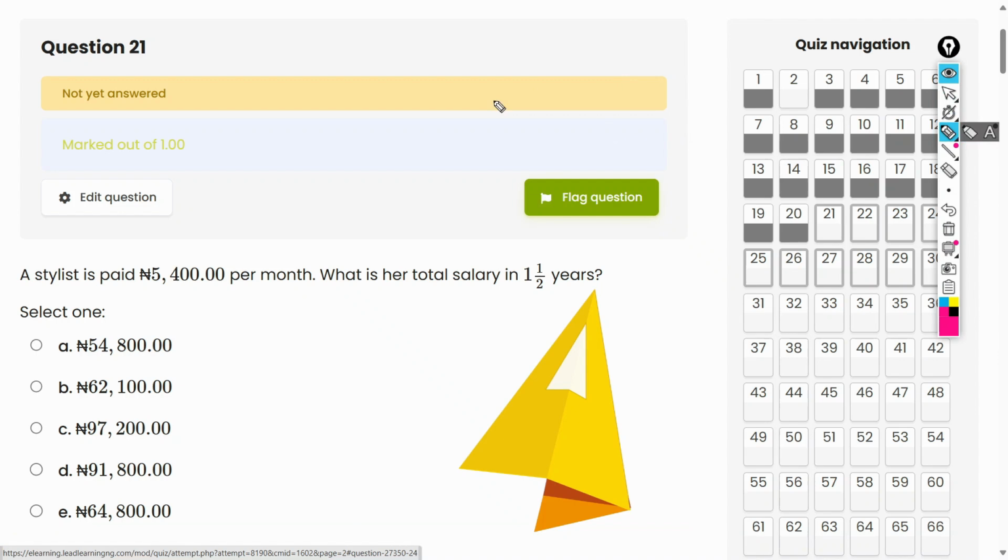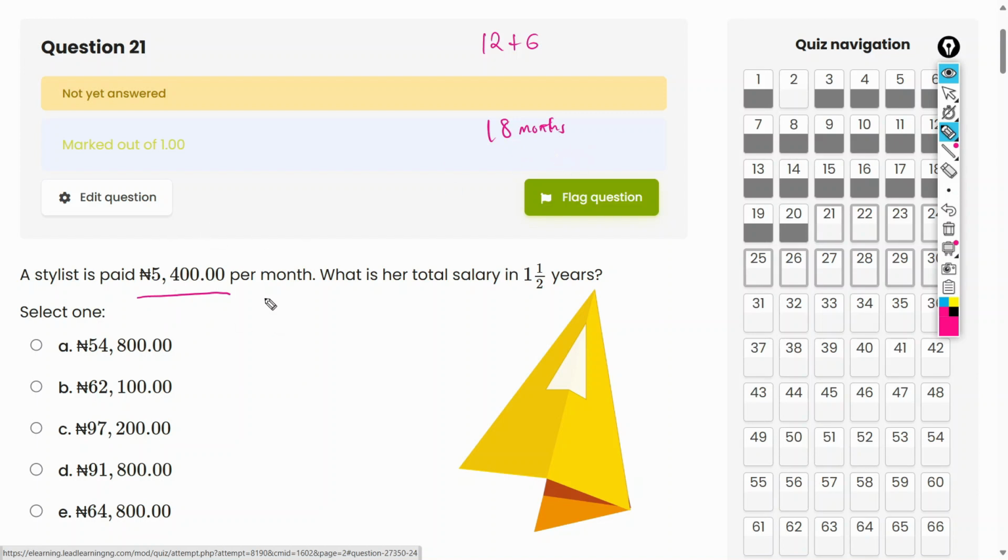Question 21. A stylist is paid 5,400 naira per month. What is his total salary in 1.5 years? 5,400 every month for 1.5 years. We know that 12 months is equal to 1 year. So 1.5 years should be 12 plus 6. That's 18 months. So he's paid this amount of money every month 18 times.